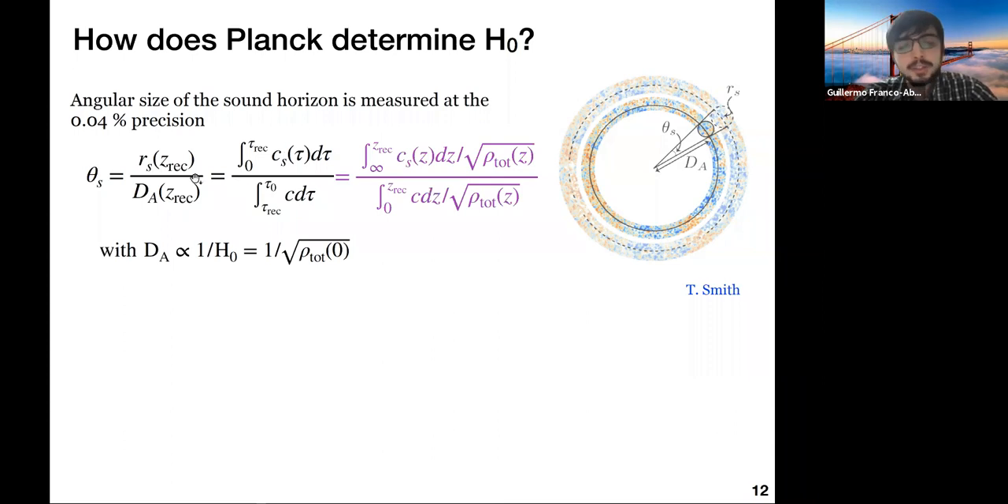And in the denominator, we have the angular diameter distance to recombination, and it depends on all the energy content of the universe after recombination at late times. So this angular diameter distance is actually the only quantity that is directly related to the Hubble constant. And from here, we can already see how the CMB determines the Hubble constant. Essentially, a given model, such as ΛCDM, will give us a prediction of the sound horizon. And then combining this with our measurement of this angle, we will be able to obtain the Hubble constant.